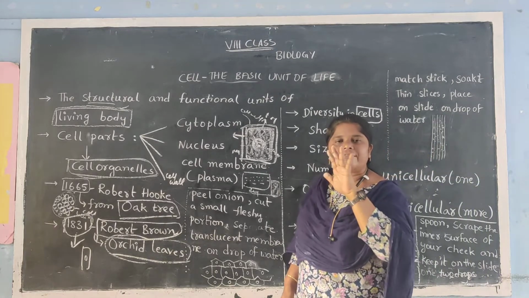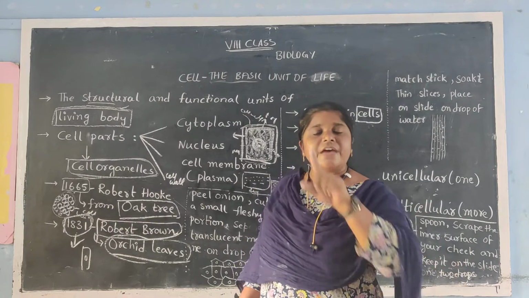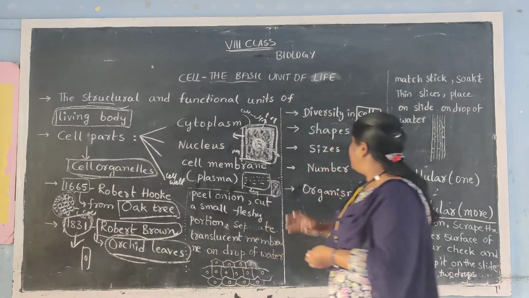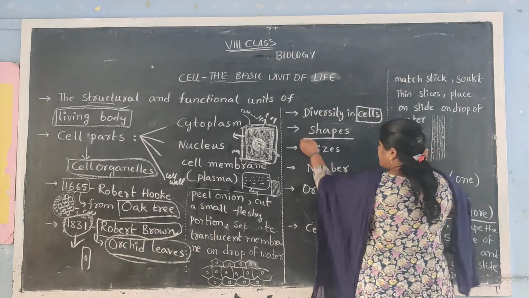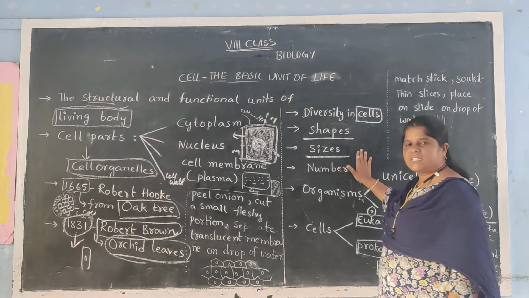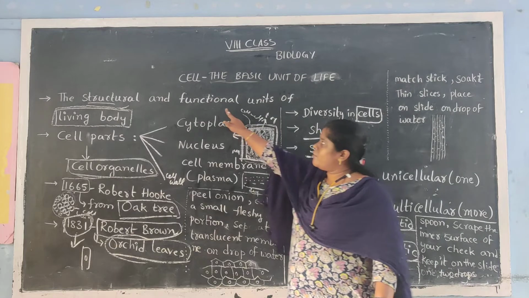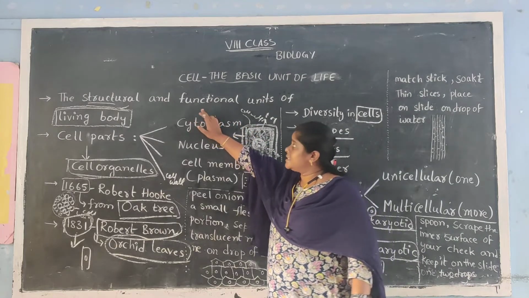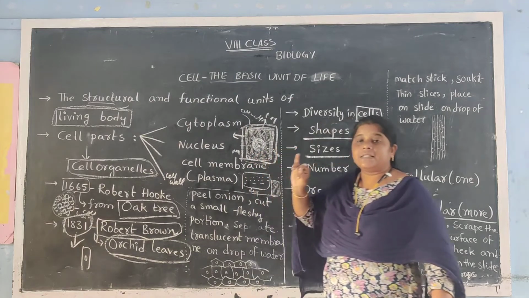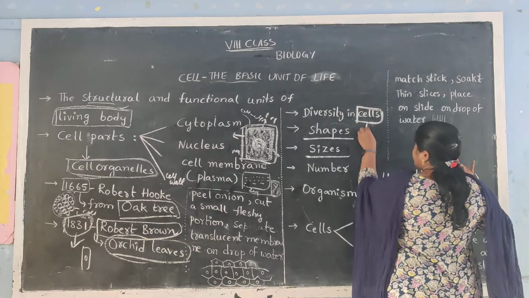Every cell will not have the same structure. Every cell will not have the same size. Every cell will not have the same shape. So, there will be different shapes in the cells. There will be different sizes in the cells. First, let us talk about shapes and sizes. I hope you understood my point. Every organism is made up of what? Cells. The structural and functional unit of living body is called as what? Cell. So, basing on this, there is diversity in the cells.